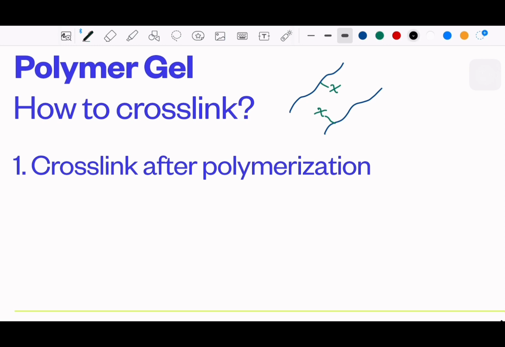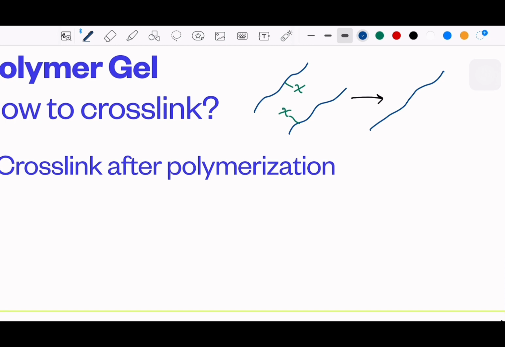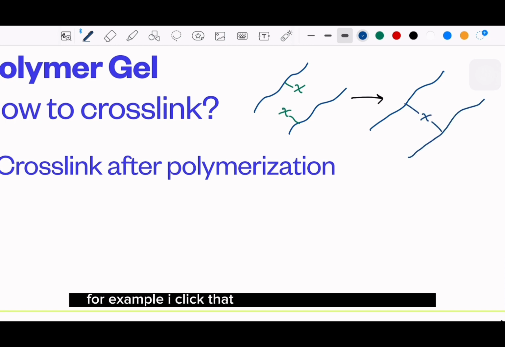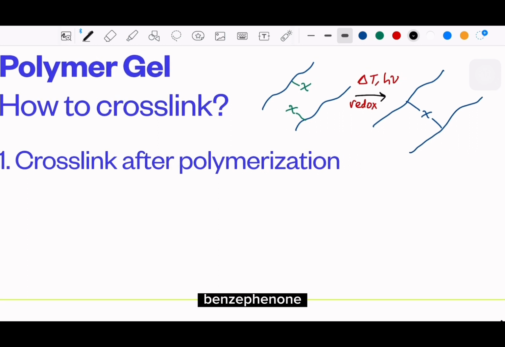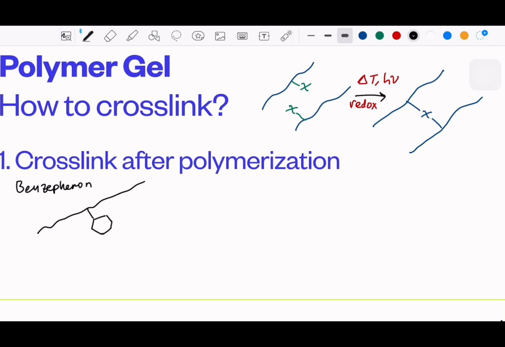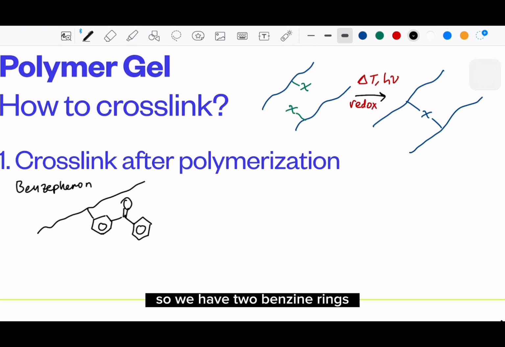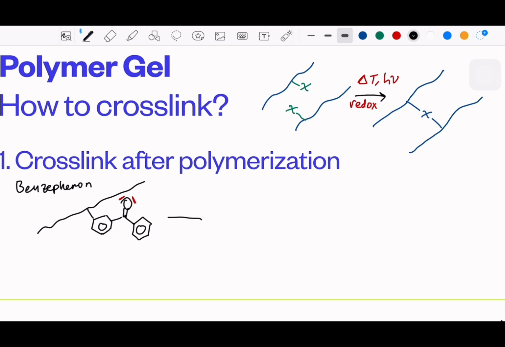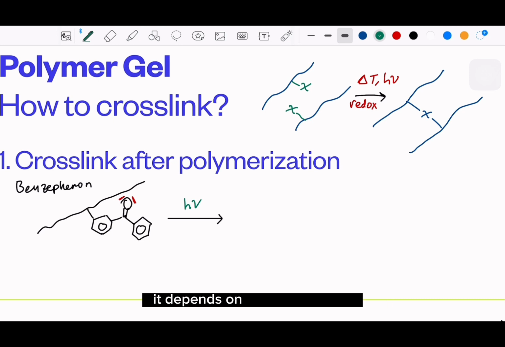So for example, make it like that. So we can give temperature, light, or a reduction-oxidation process. An example here is benzophenone, in which we have a chain. So we have two benzene rings, and we have unpaired electrons on the oxygen, and we activate it by giving some light. Of course, there will be some range for the light. Okay, it depends on the components.